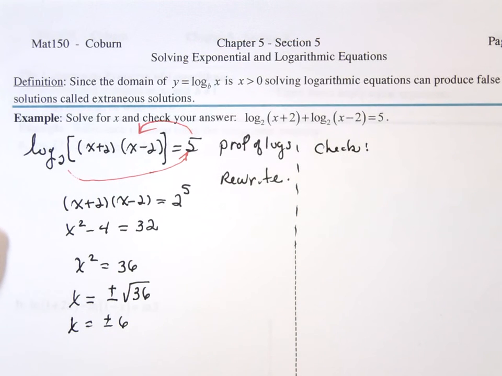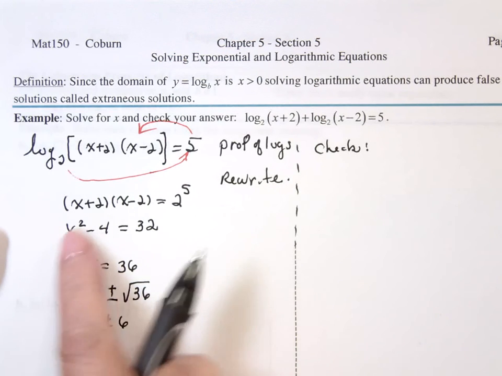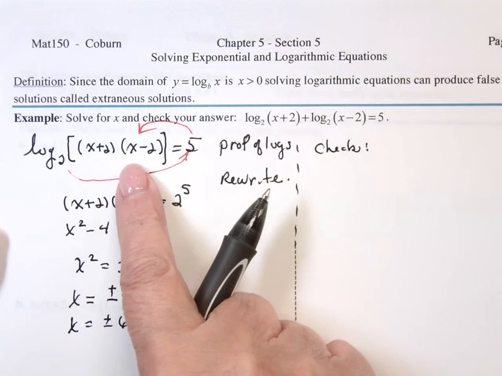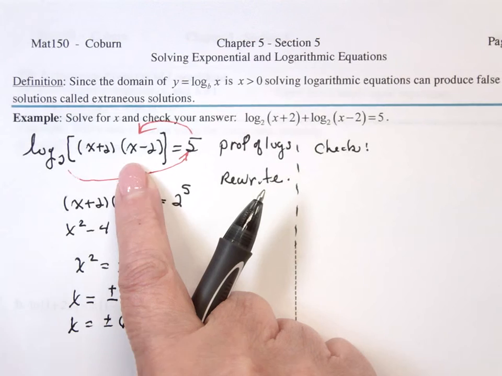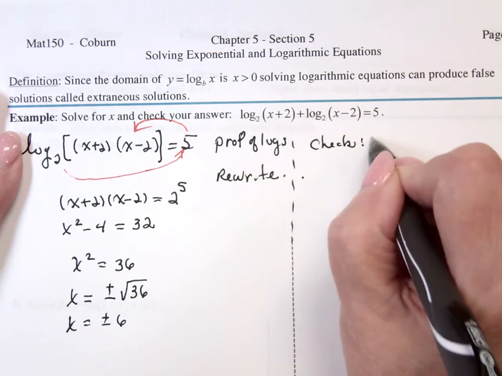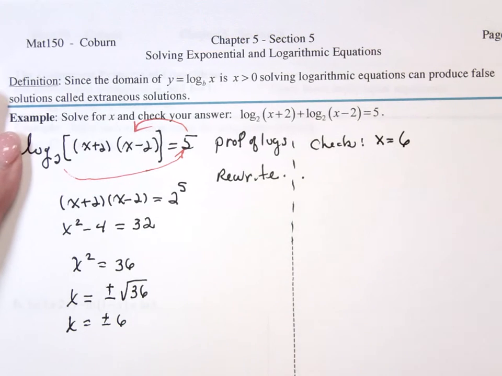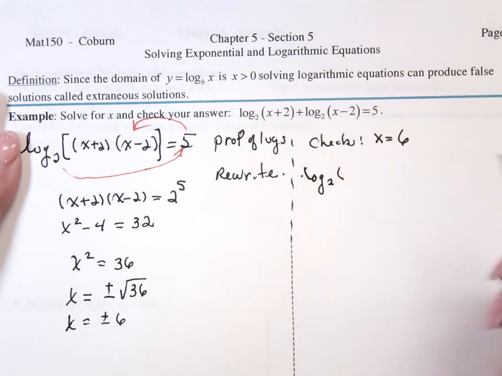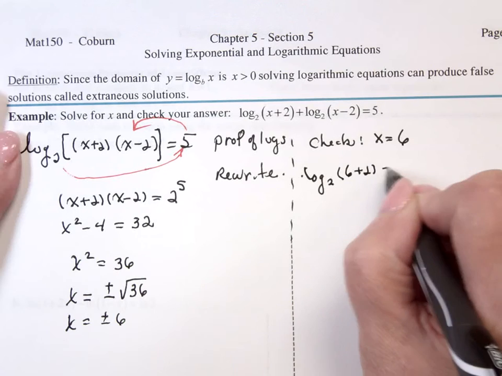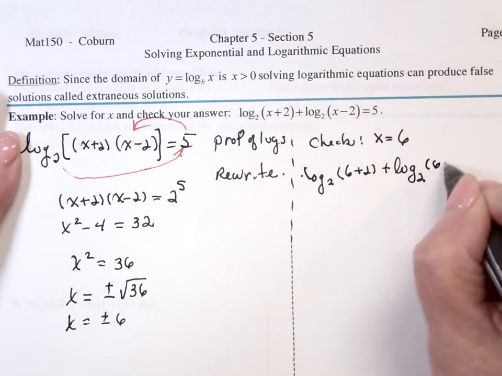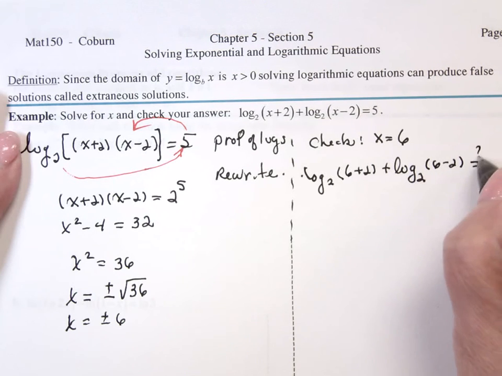And you have to check it in the original problem. You don't check your answer here. You don't check your answer here. You don't check your answer here. You've got to go back to the original. It has to satisfy the original. Is it true that if x equals 6, log base 2 of 6 plus 2 plus log base 2 of 6 minus 2 is equal to 5?